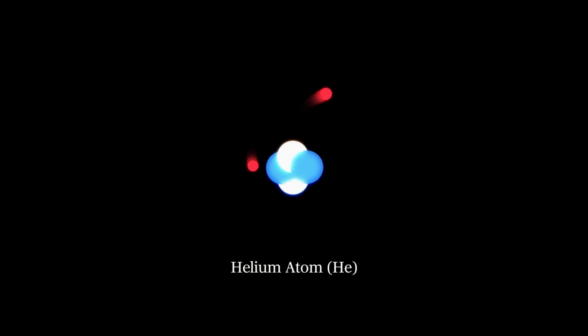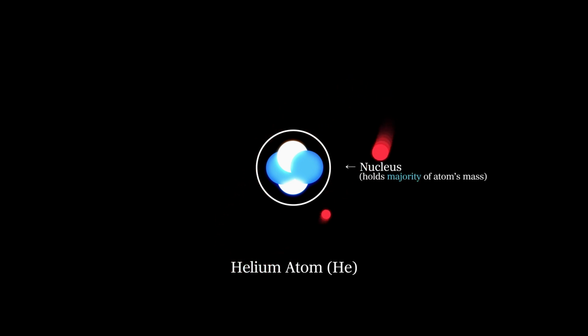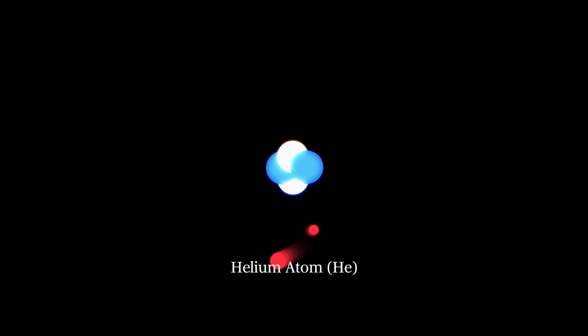At the heart of every atom lies the nucleus, a dense center composed of protons and neutrons. While the nucleus holds the majority of an atom's mass, today we're shifting our focus to the electrons, the tiny, negatively charged particles that orbit the nucleus, which are illustrated as red particles in the animation.